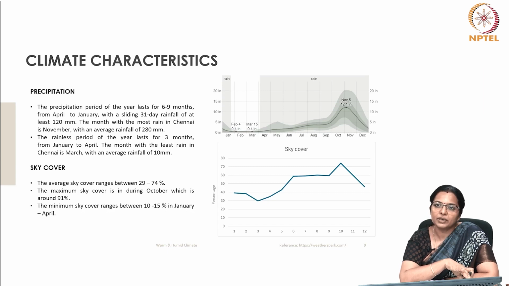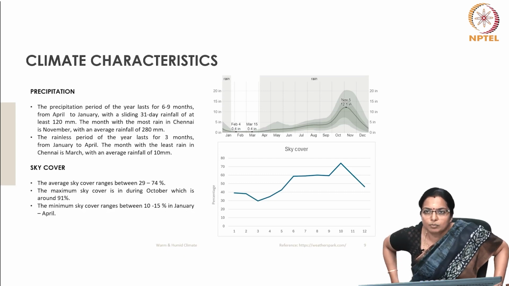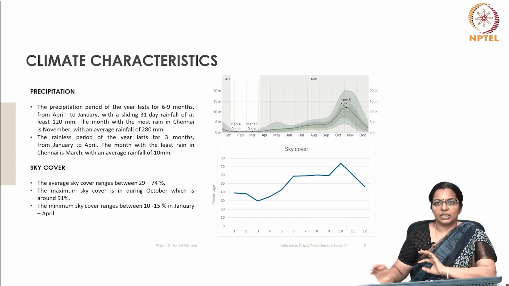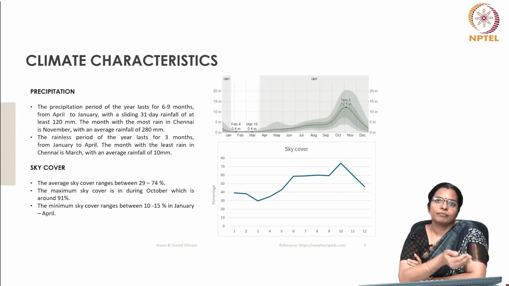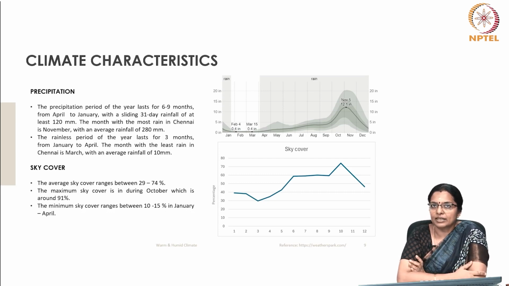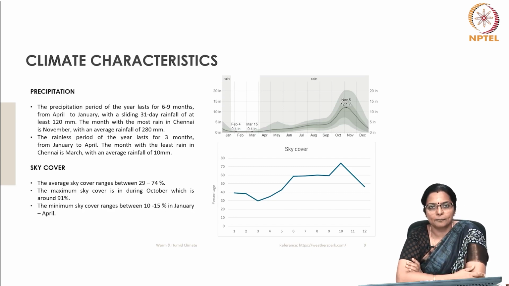The rainless period of the year lasts for 3 months from January to April. The month with the least rain in Chennai is March with an average rainfall of about 10 millimeters. The intensity of rainfall will vary from one warm humid place to another warm humid place. Kerala is also classified as warm humid, and you can see Kerala's rainfall is much higher than that of Chennai's.